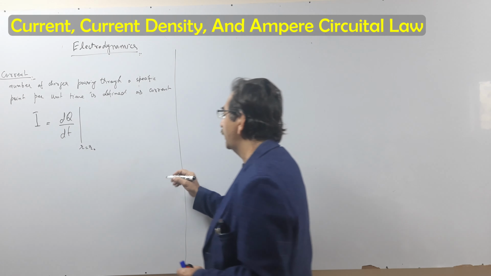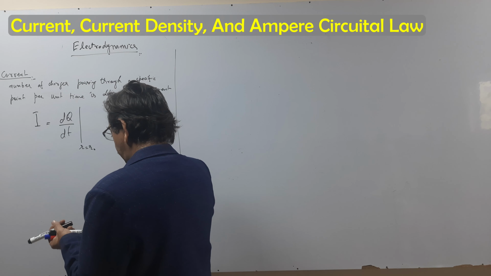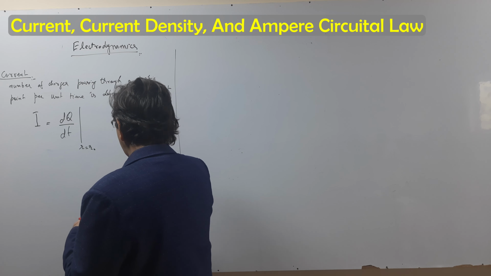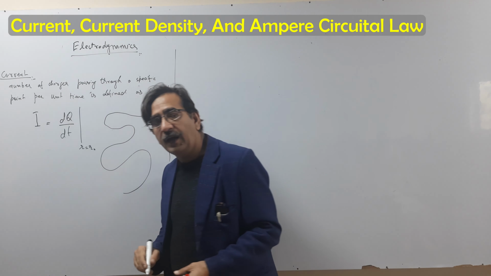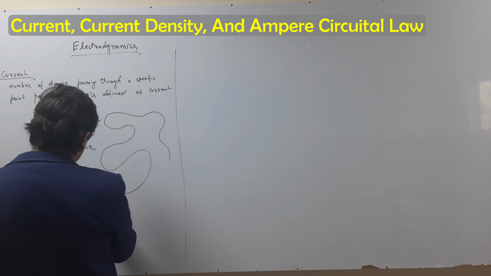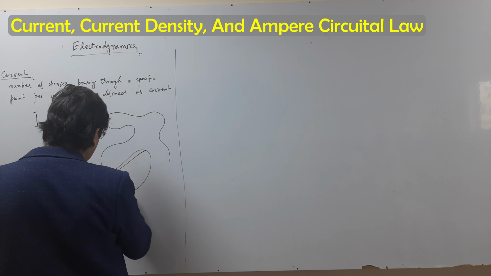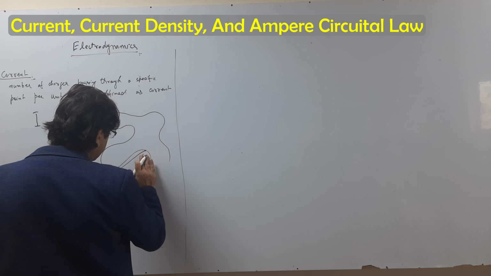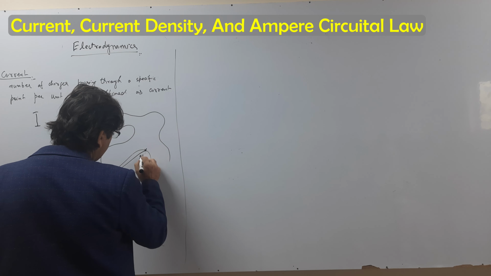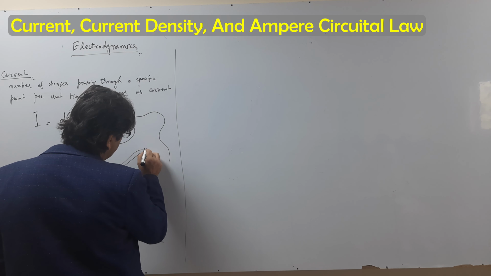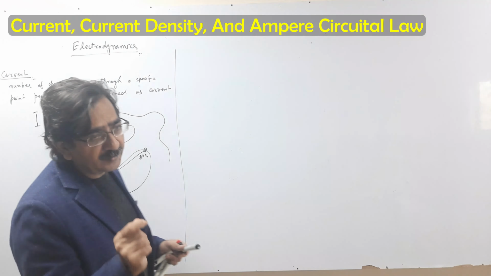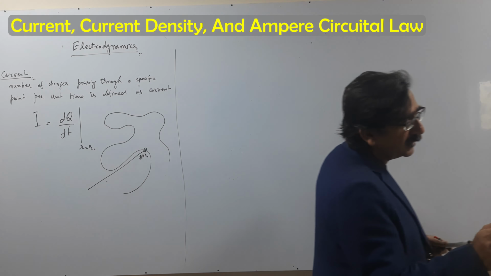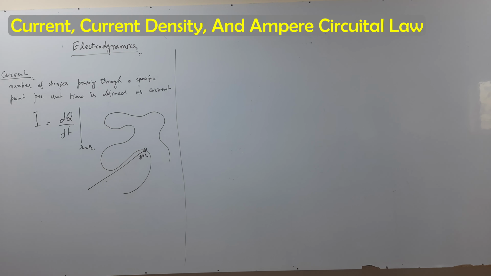Okay, mean if this is a line, so the charge passing through from this point, that will be defined as a current. Okay, एक point आप choose कर लेंगे और उसमें जितना charge गुजर रहा है उसके per unit time, that will be defined as a current.